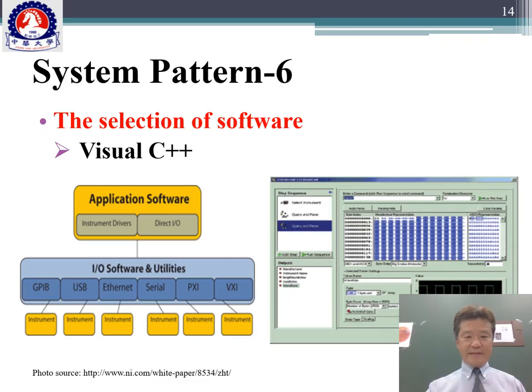System pattern 6. For the selection of the software, we use Visual C++. Visual C++ software is applied in this system development. Visual C++ is used in device control and data collection and analysis. Visual C++ provides data file programming and sequential structure programming.